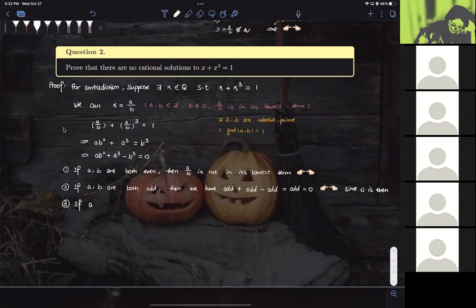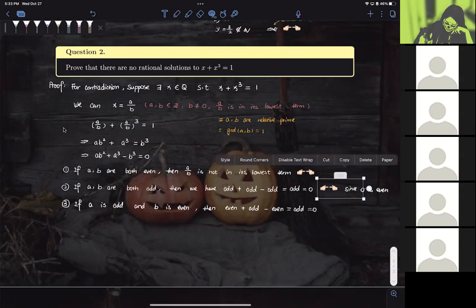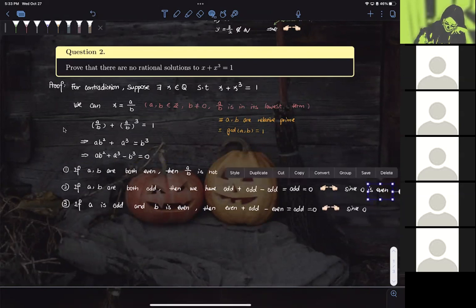So if a is odd and b is even, then we have what? This is odd times even, so it's even, plus odd minus even should be odd, equals 0. Again, contradiction. Okay, for the same reason, since 0 is even.